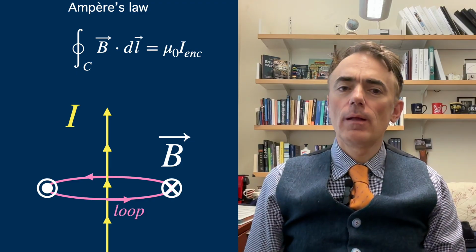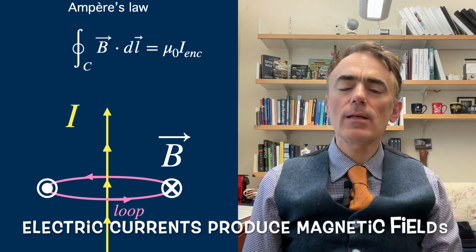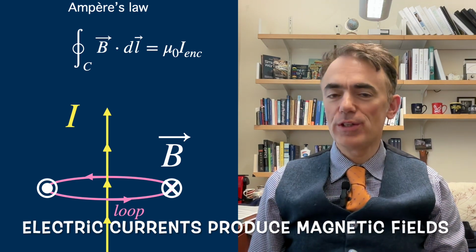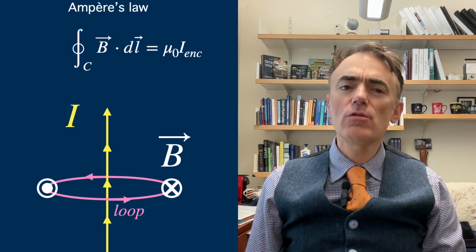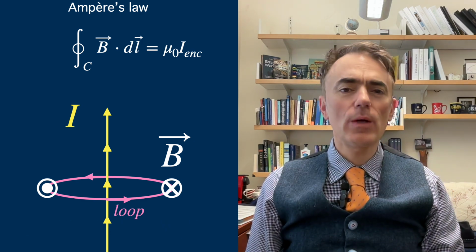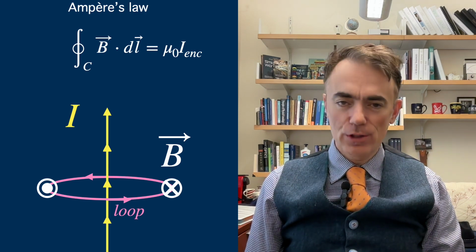Ampere's law provides a fundamental link between electric currents and the magnetic fields they produce. The law is especially useful in scenarios with symmetry, allowing us to calculate fields efficiently.